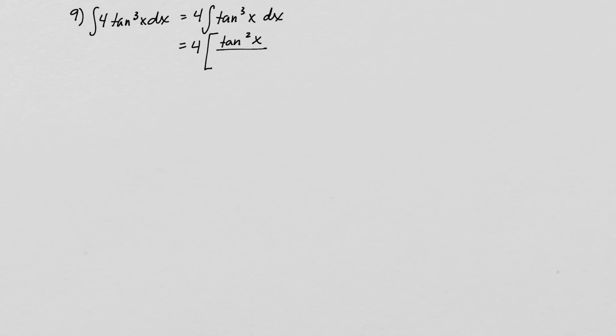Number 9 is another one that, if you wanted to, you could have used a reduction formula. For 4 tangent cubed x dx, I could have pulled the 4 out. If you use the reduction formula, we're going to have 4 times tangent squared x over 2, which is 3 minus 1, minus the integral of tangent to the first x, because it's tangent of 3 minus 2, which is 1, so tangent x dx. So we end up with 2 tangent squared x minus 4 times the integral of tangent x.